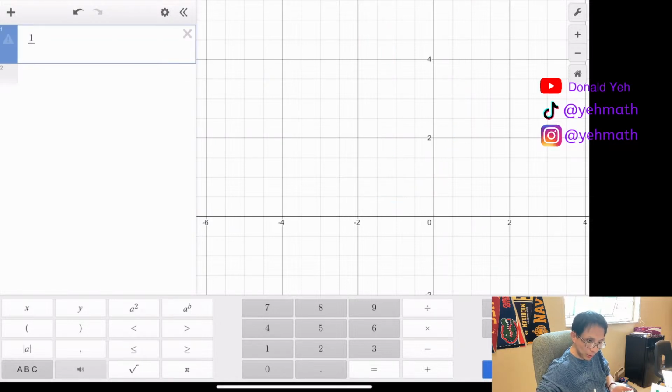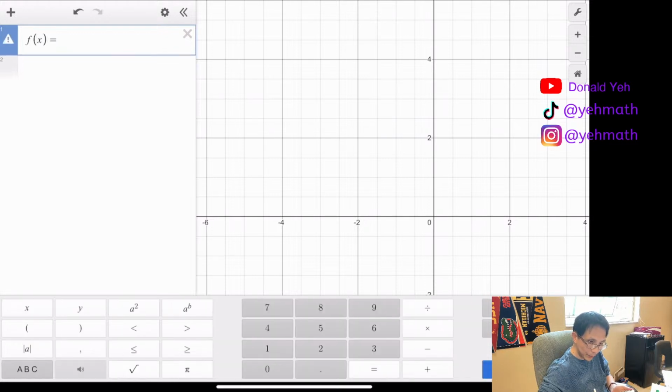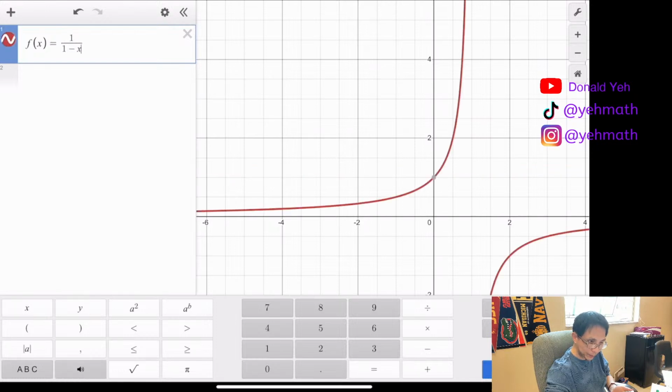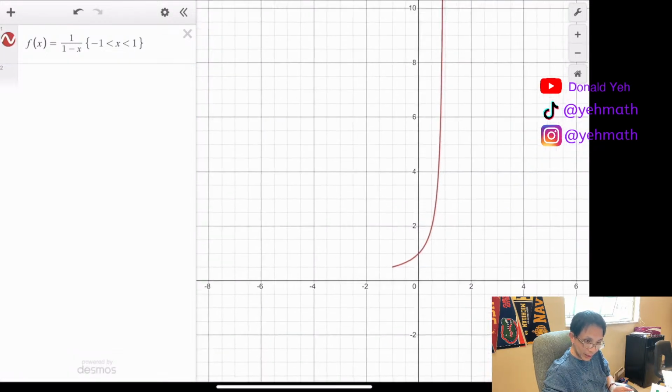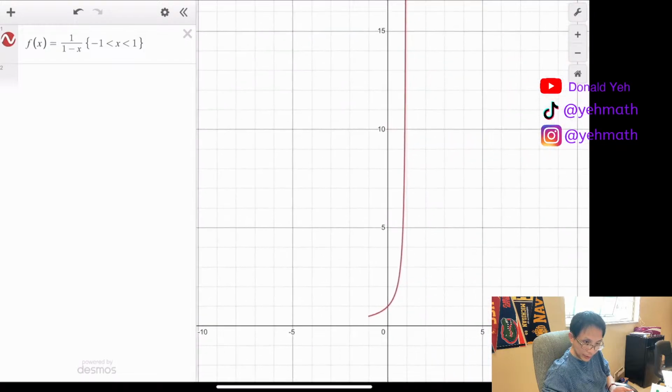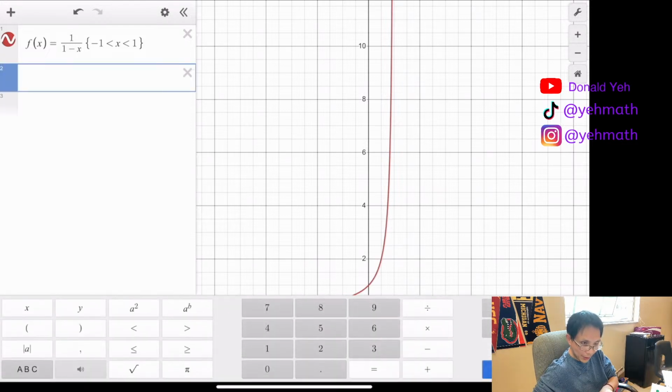And the function says f of x is equal to 1 over 1 minus x. And it only works on which interval? From -1 to 1, so it's going to be here, from -1 to 1. So only between this interval here is it going to work. Any part else doesn't work.